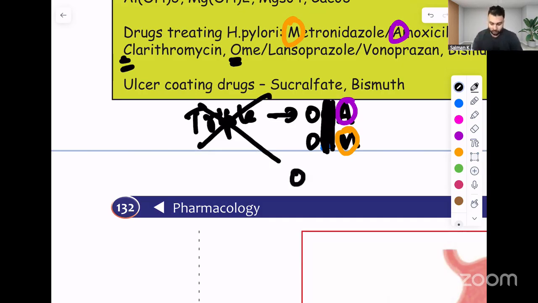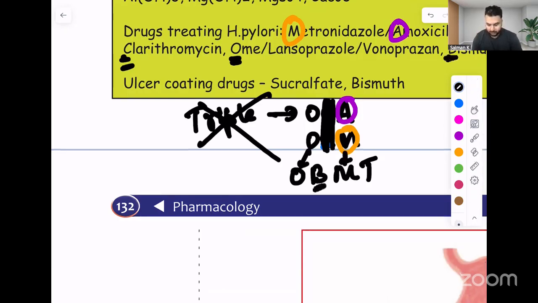What is quadruple? OBMT. What is OBMT? O for omeprazole, M for metronidazole. So what is B? Bismuth. B is the bismuth and T for tetracycline. Tetra is given in quadra. Okay. So one question is this, they will ask you.